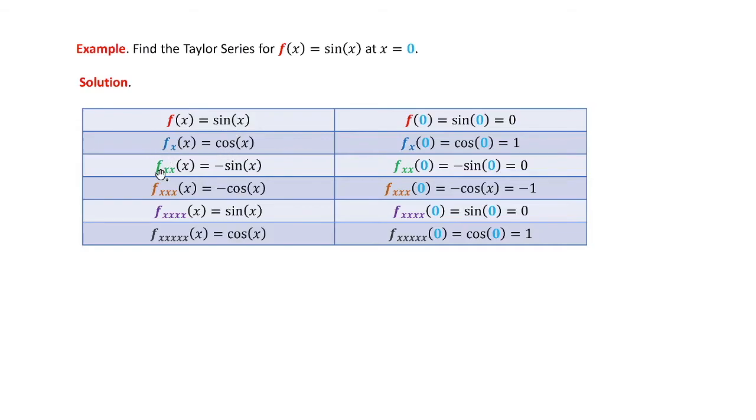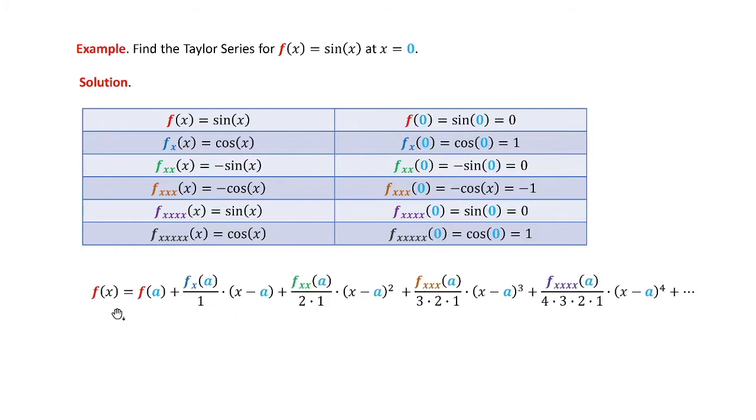How do I get the second derivative? I take the derivative of the first derivative. Cosine's derivative is minus sine, and so forth and so on. I went up to 5 derivatives here. I evaluate it at x equals 0, so when a is 0, I just get numbers.